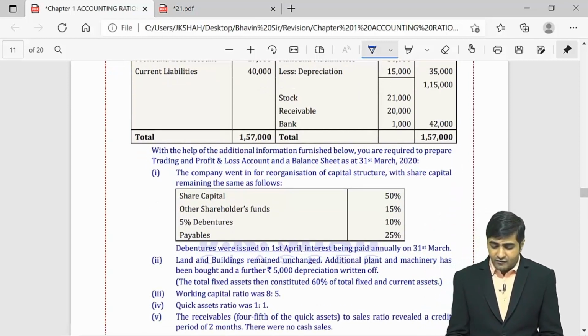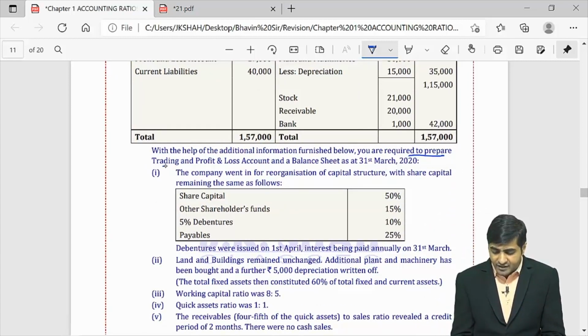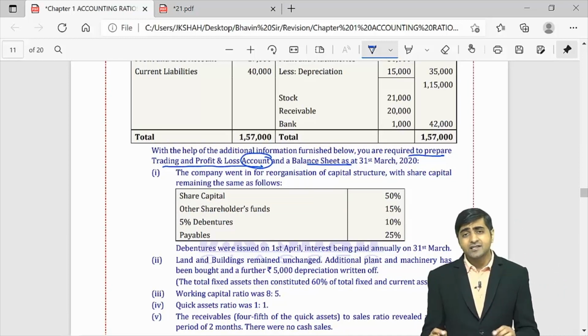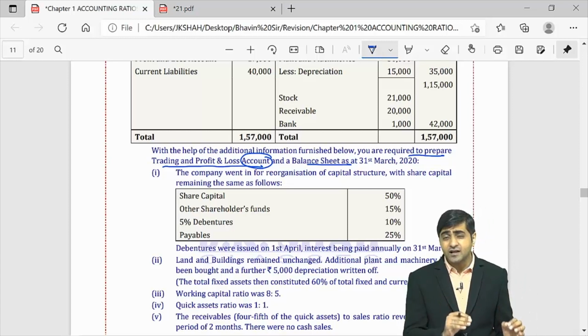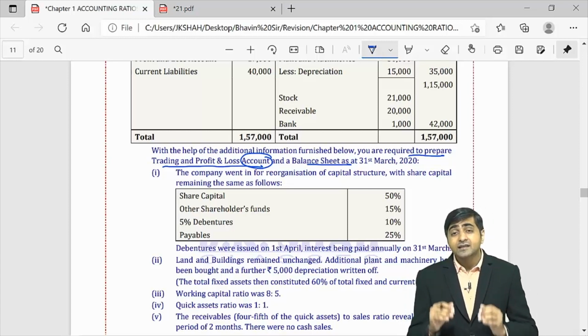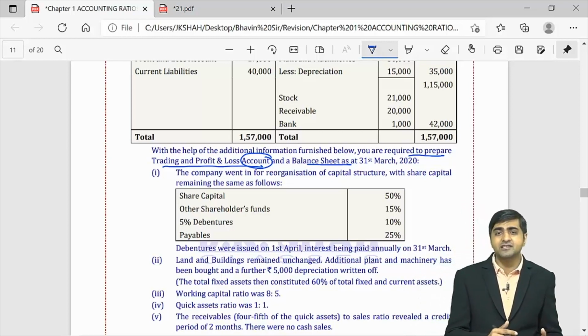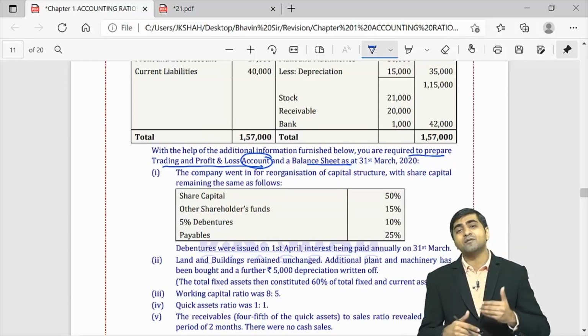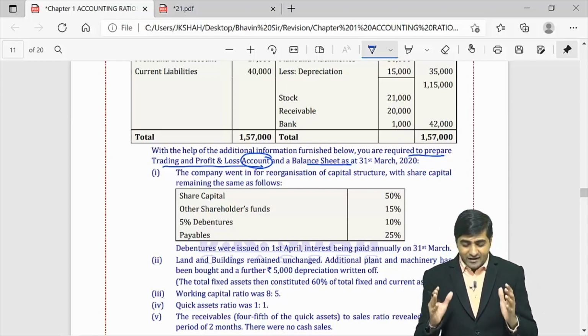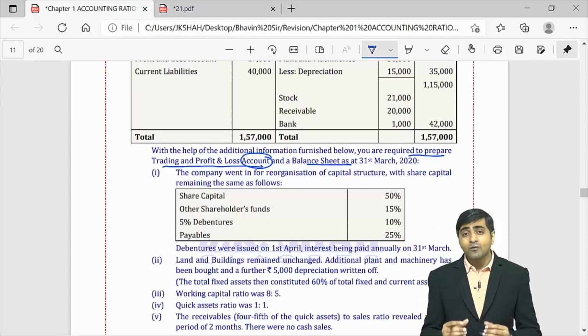Guys, here we are required to prepare the trading and profit and loss account and the balance sheet. Okay, so we have to prepare the trading and profit and loss account and the balance sheet, which means that now the set of ratios will be available. With the help of that, we have to prepare the financial statements, which means that now this will become your type 2 of questions. Okay, now in this case, how will you approach it?